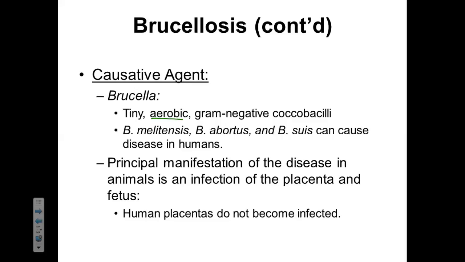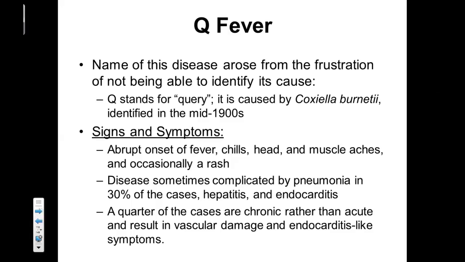The primary manifestation of Brucella in animals is that the placenta and fetus are going to be infected. Thankfully, human placentas cannot become infected by this disease. So that reduces the risk of stillbirth or miscarriage within human beings that are infected.